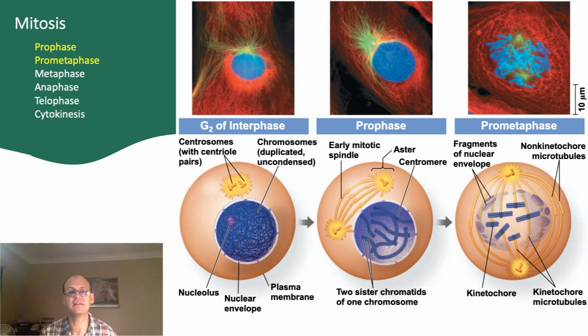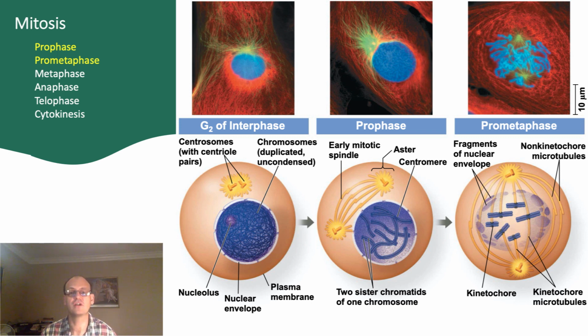Let's start looking at the details of mitosis by starting out with what the cell looks like just before mitosis starts. In a G2 cell, the chromosomes are uncondensed and stringy. They haven't yet formed into the tight structures that we saw earlier.